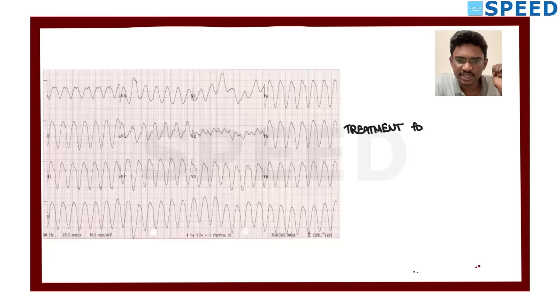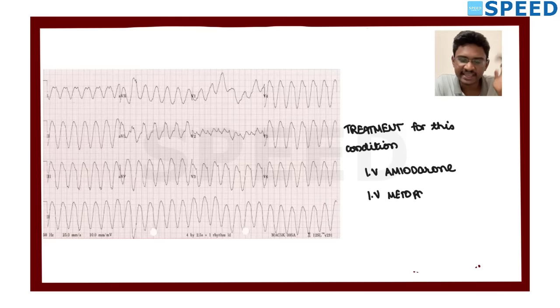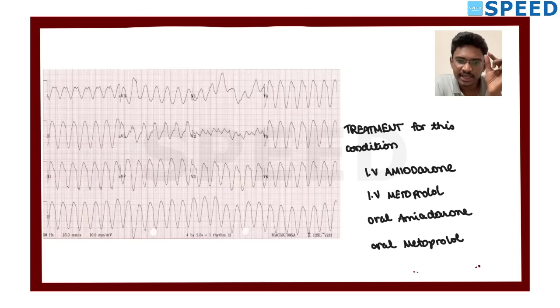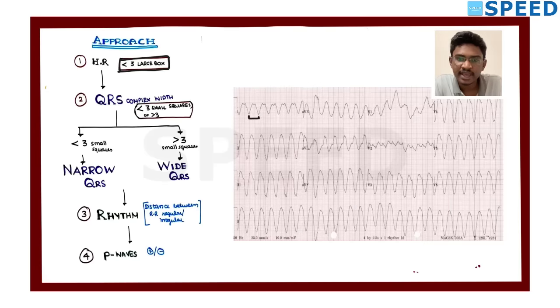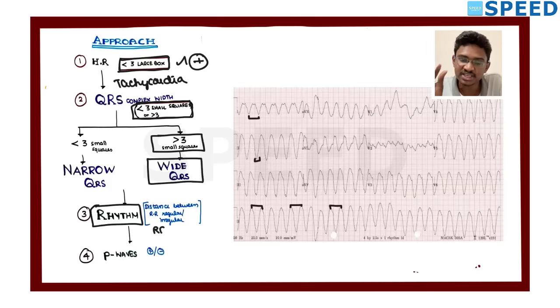So in this ECG, if you see the heart rate, as we told, first see the large boxes between two RR intervals. It is obviously less than 3, so it is tachycardia. Next is to see the small boxes in the QRS complex. If it is less than 3, then it is a narrow QRS. If it is more than 3, it is a wide QRS. Obviously here it is more than 3 small squares, so it is a wide QRS tachycardia.